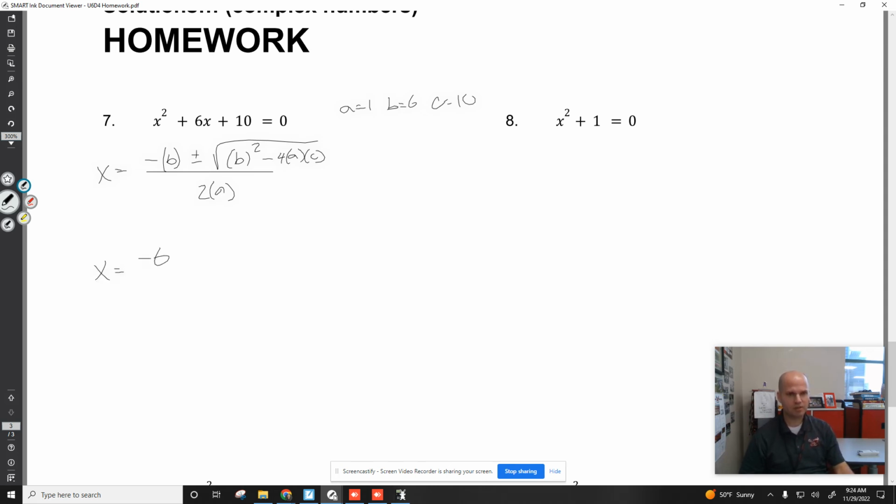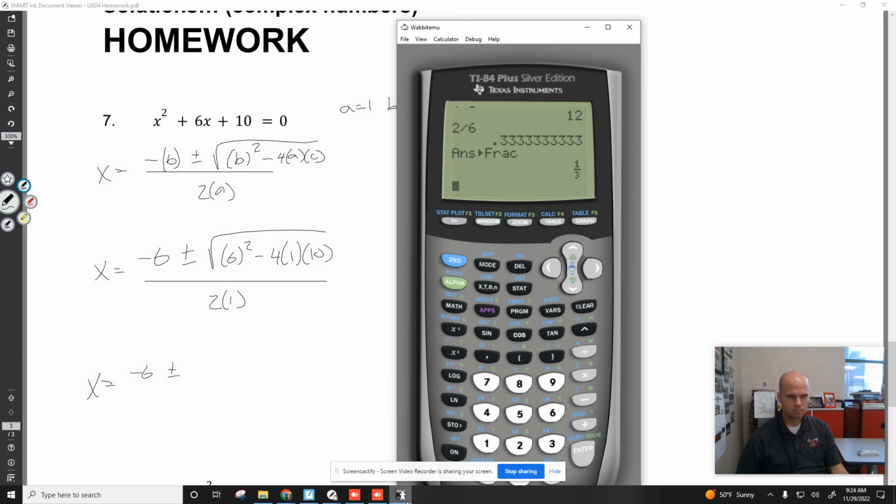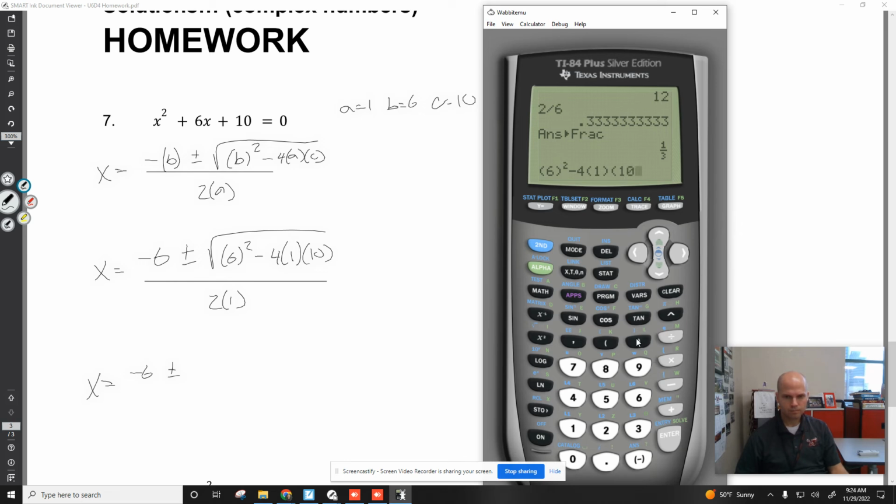All right, so we got the opposite of B, plus or minus the square root of b squared minus 4 times a times c, all over 2 times a. Work inside the parentheses. I get the square root of negative 4 all over 2.